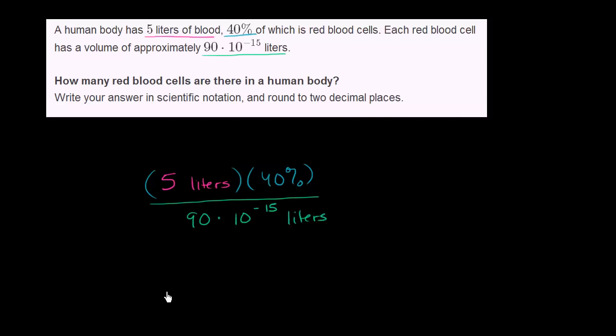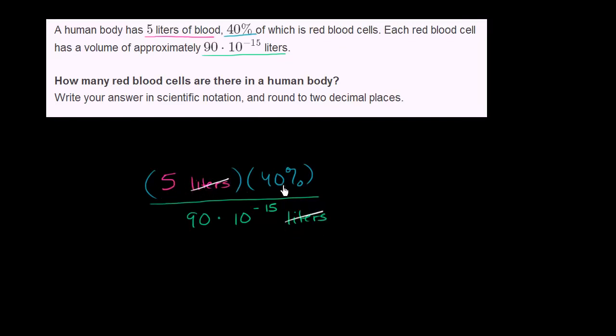So one thing that we can feel good about is that the units actually do cancel out. We have liters in the numerator, liters in the denominator, so we're going to get just a pure number, which is what we want. We just want how many red blood cells there are actually in the body. So let's just focus on the numbers here.